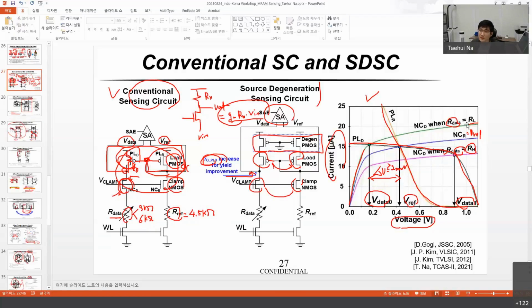According to this resistance, this current value changes. So it is linearly different. Actually, because this resistance is at the source side of this NMOS, it is not exactly linear, but we can easily analyze that. We can easily think that because of the linear factor, this current difference is similar. Yeah. Okay. Thank you.